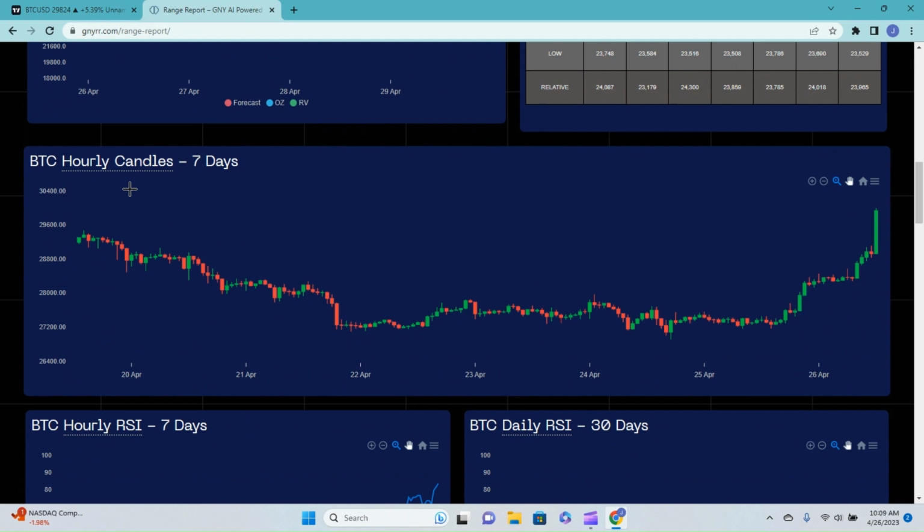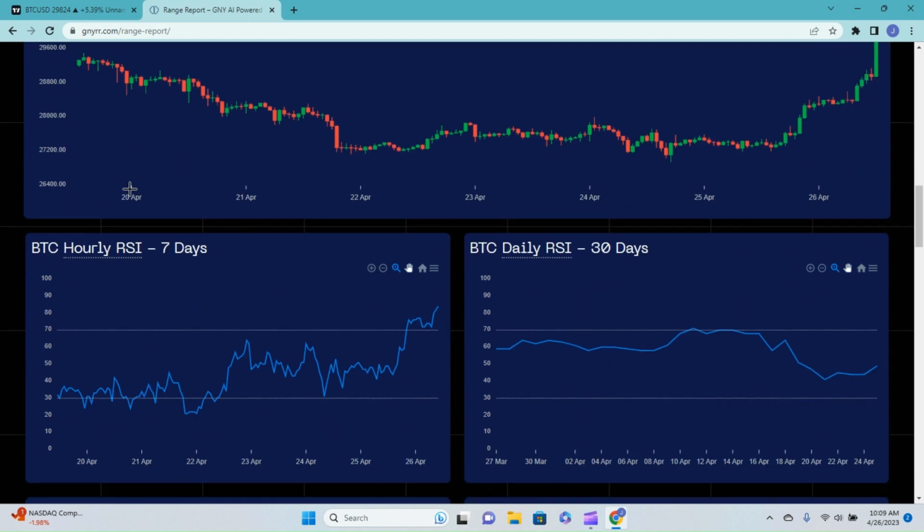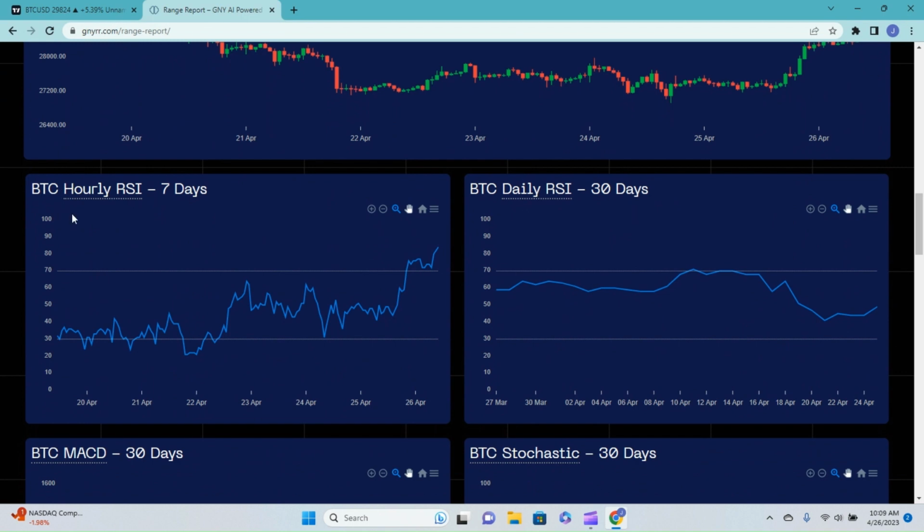So we're not going to spend time on the candles, as we just were coming from TradingView. Looking down at the hourly RSI, we kind of looked at that over on the Stochastic in TradingView. Looking at this hourly RSI, you can see that we have re-entered that extremely overbought territory, which is an indicator of possible price relief in the near future.